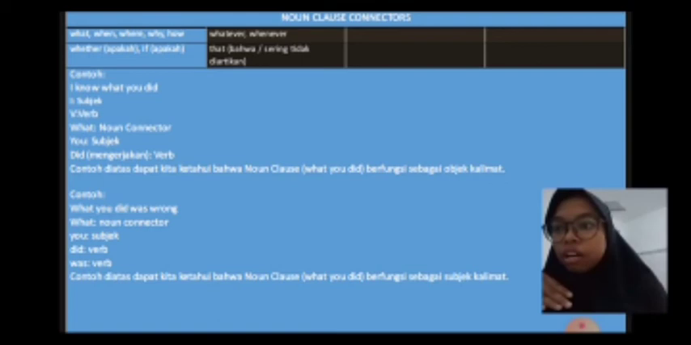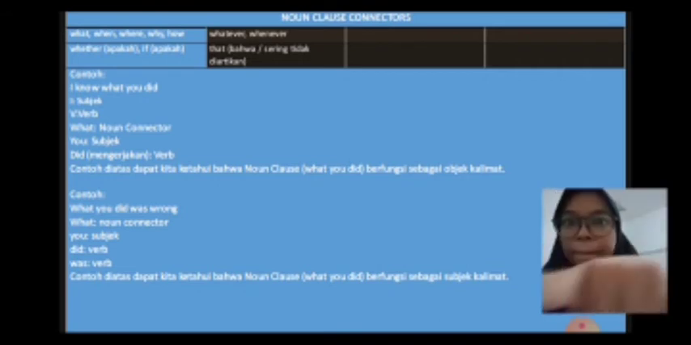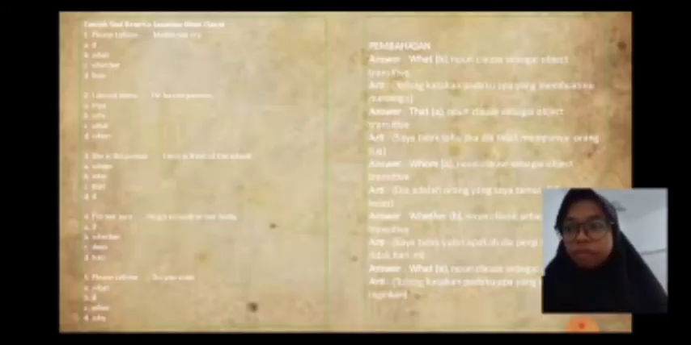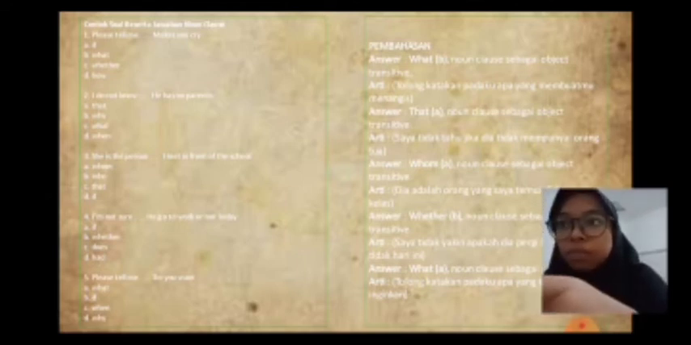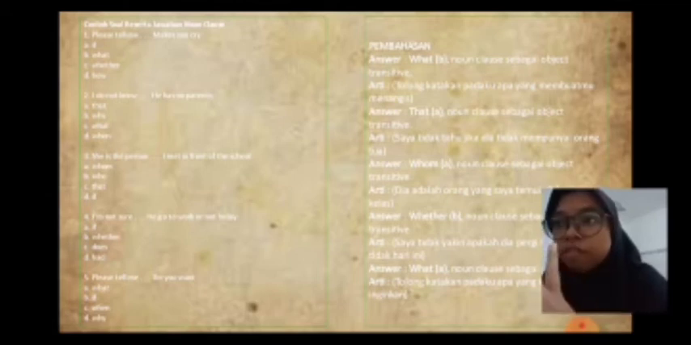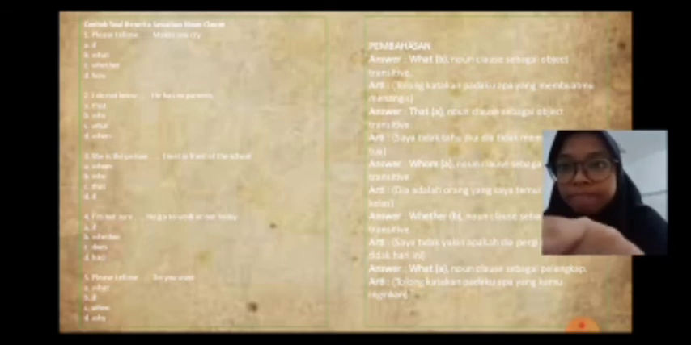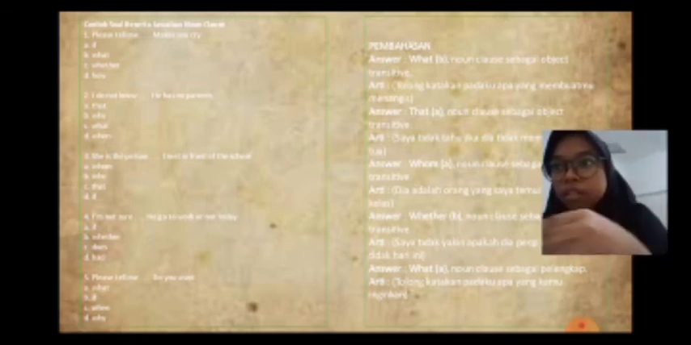And then the second example is, what you did was wrong. What is a noun clause connector, and you is the subject, did is a verb, and was is a verb. You can see the translation and the meaning below. Okay, next. This is the example of the questions, and I put the explanation too. There are five questions here, and you can see the explanation beside them.